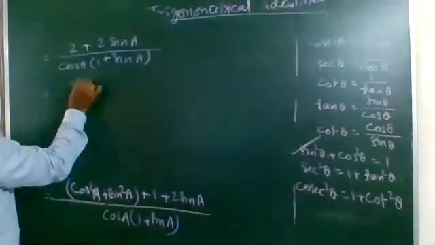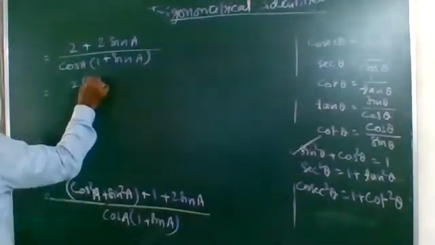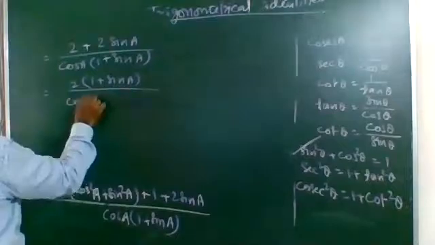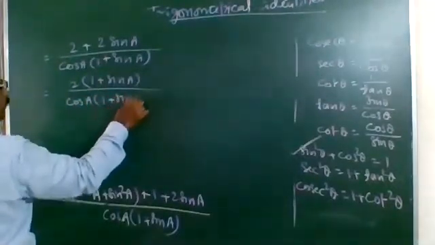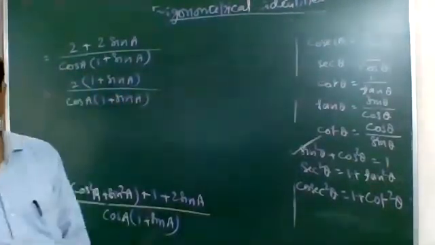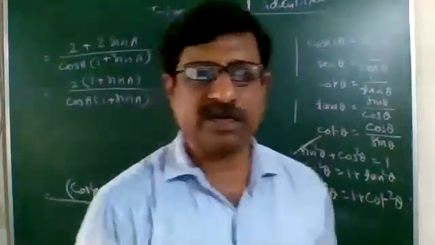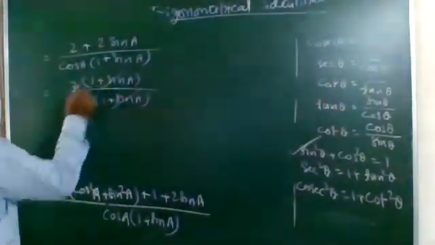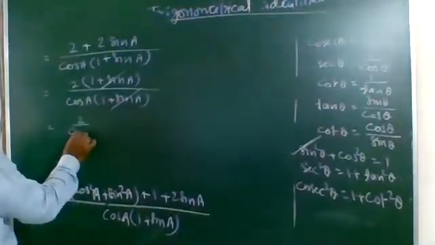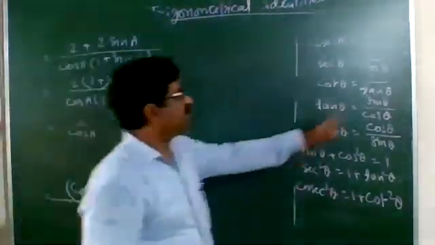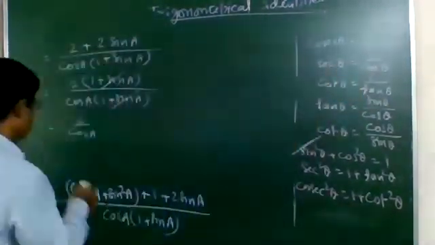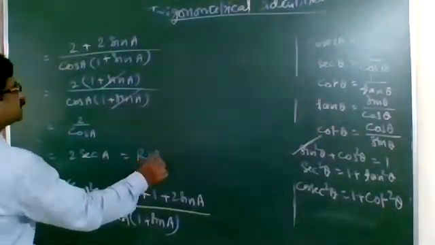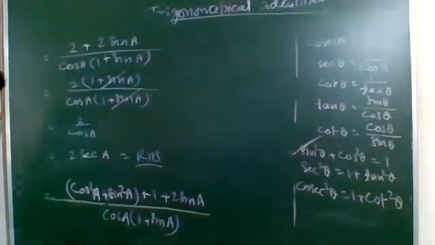Taking 2 common, we get 1 plus sin A upon cos A into 1 plus sin A. We took 2 common from the numerator, and from the denominator it was already common. We have cancelled these and we got 2 upon cos A. And 1 upon cos A we have learned as sec A, so it becomes 2 sec A. That is our RHS.